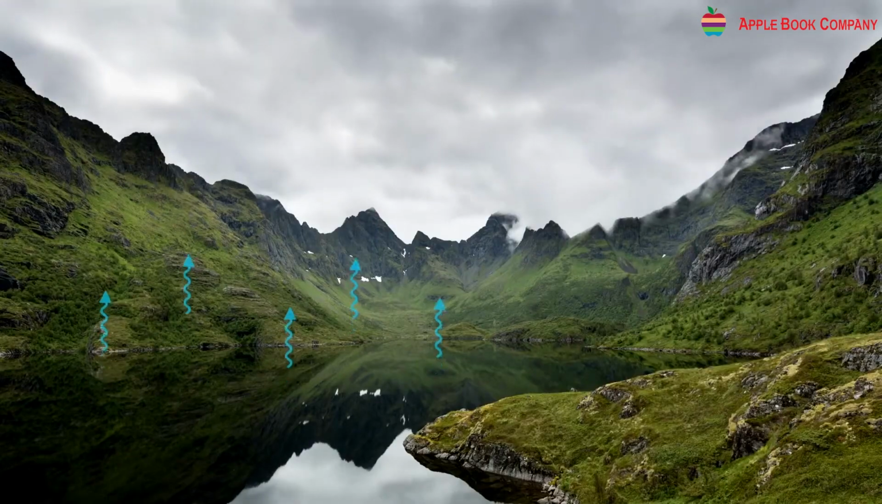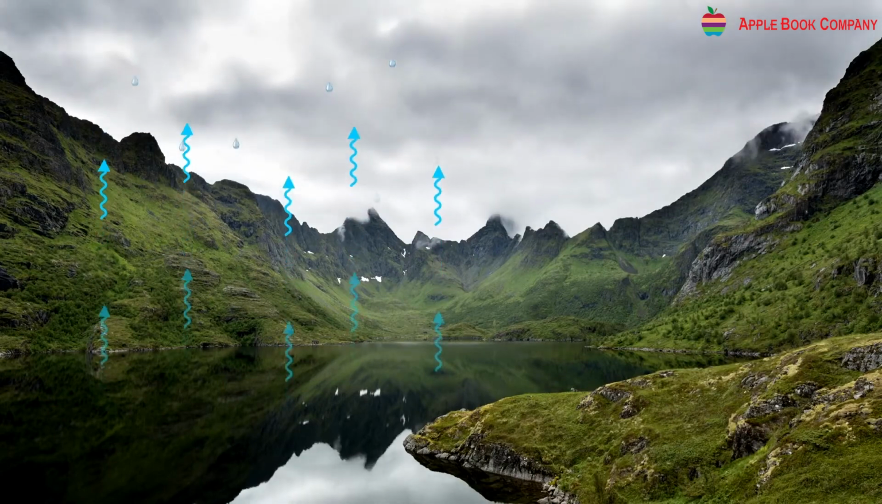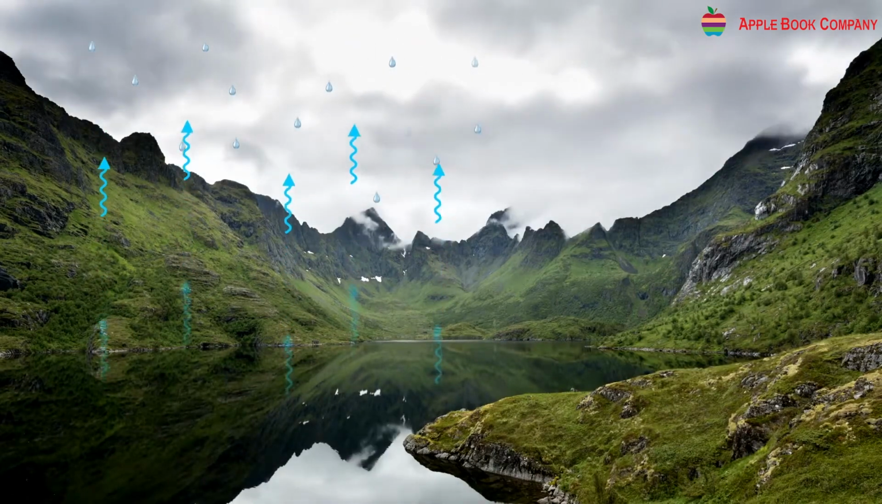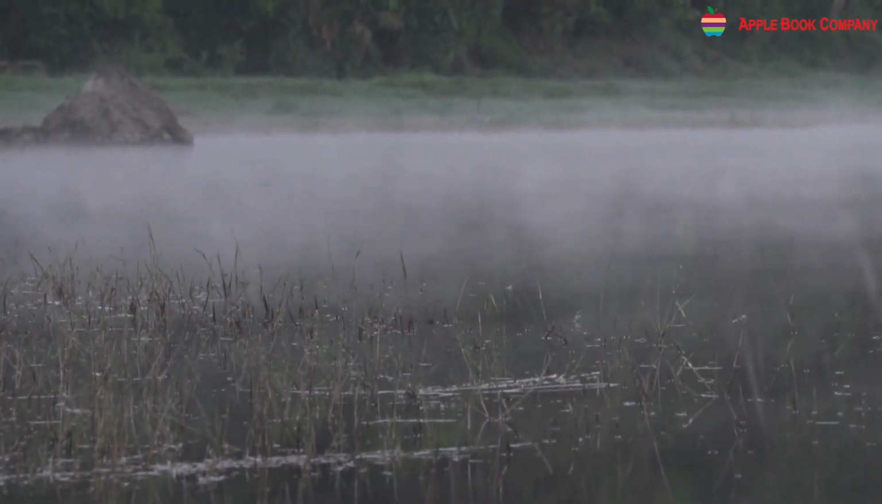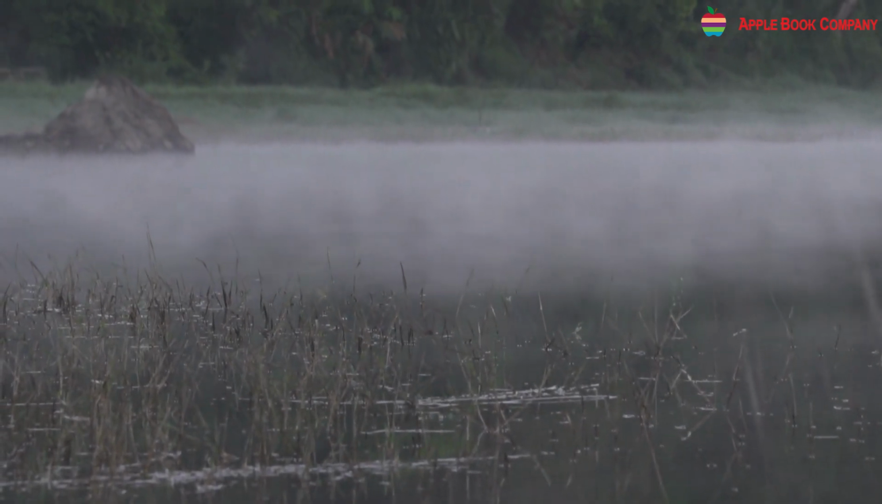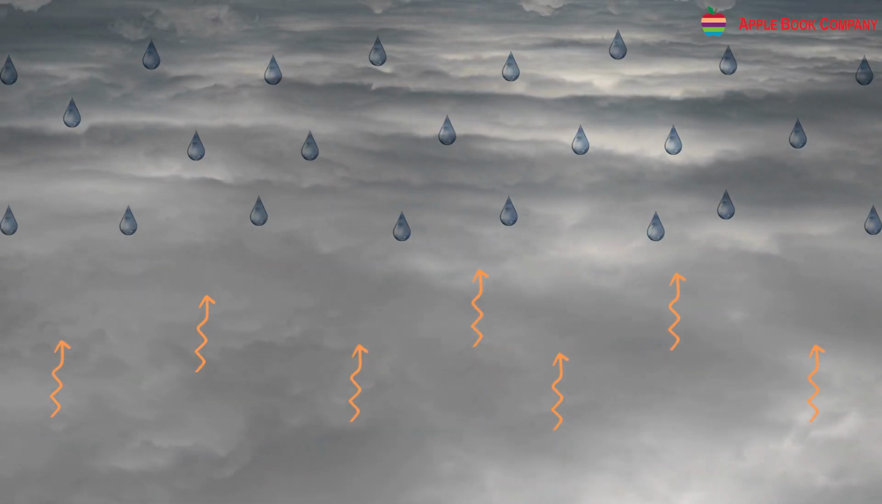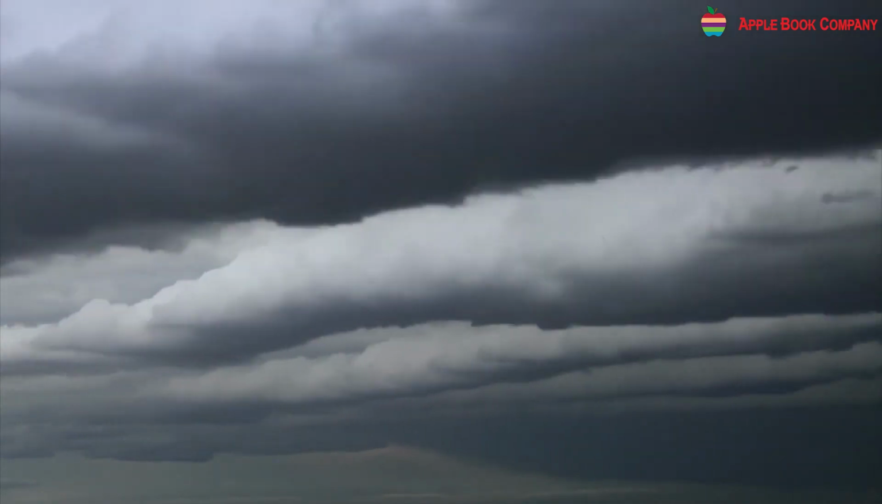Condensation. As water vapors rise in the sky, they begin to cool down and change into small water droplets. The process by which the water changes from its gaseous form to liquid form is called condensation. The water droplets collect to form clouds.